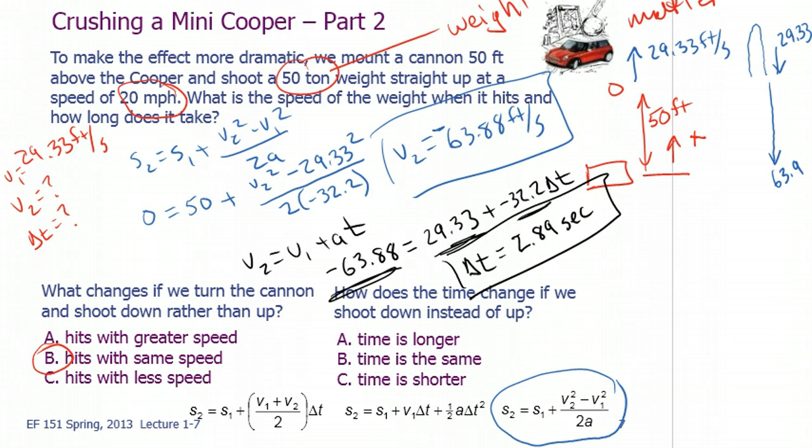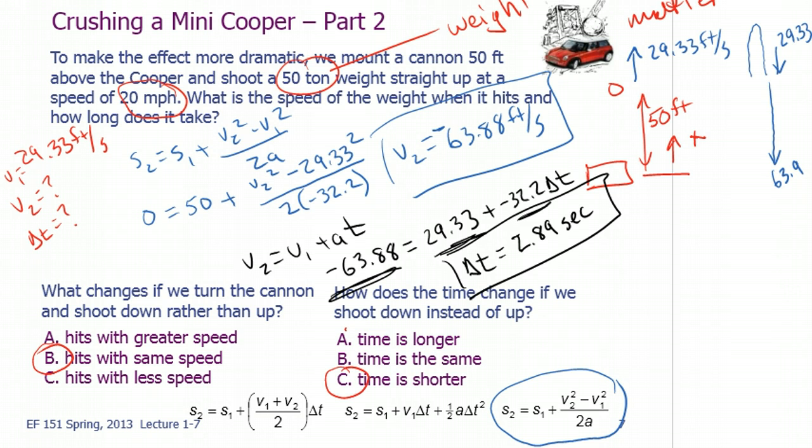How does the time change if we shoot down rather than up? Well, same discussion. We shot up, came all the way back down, so that takes longer than just shooting downward with that same velocity. It doesn't have to go up and then come back down. So the time is going to be much shorter shooting down. And hopefully you intuitively know that, though you do have to stop and think about it a little bit.